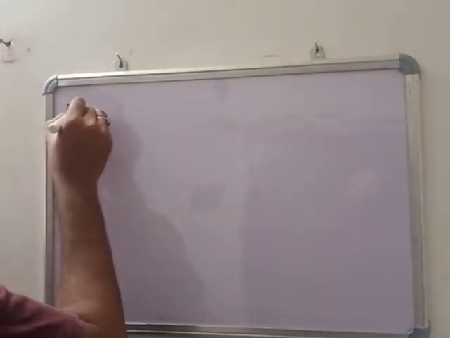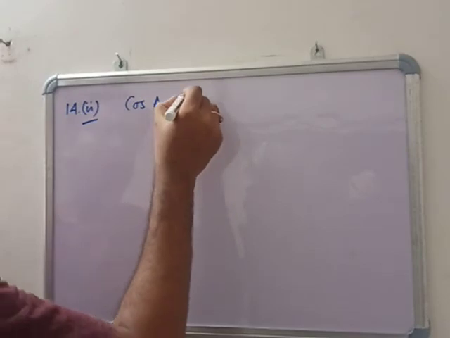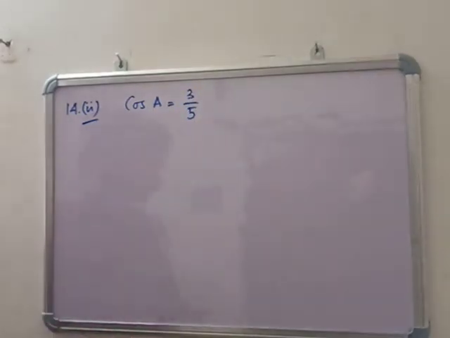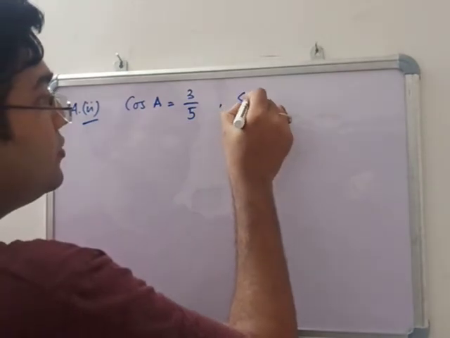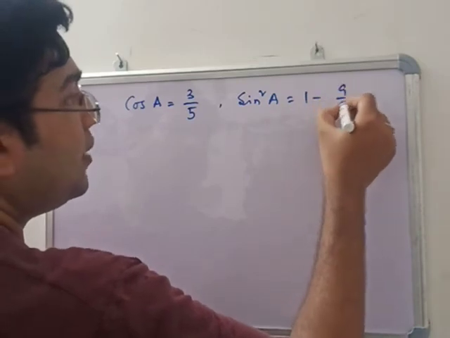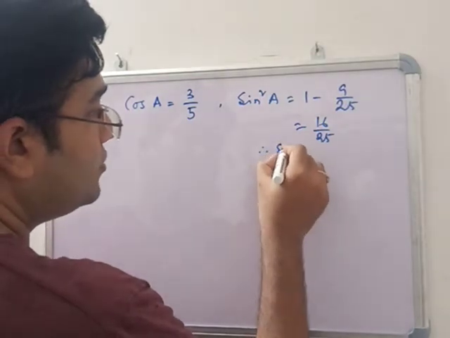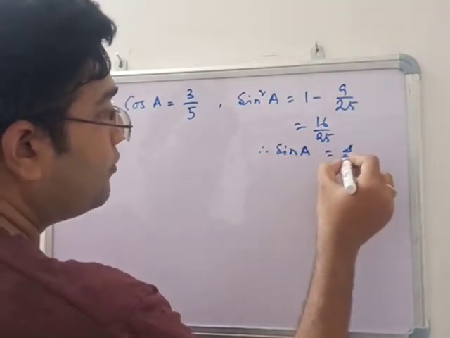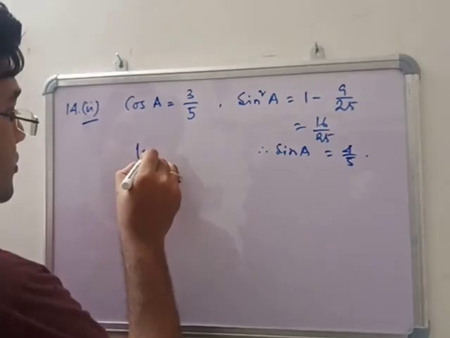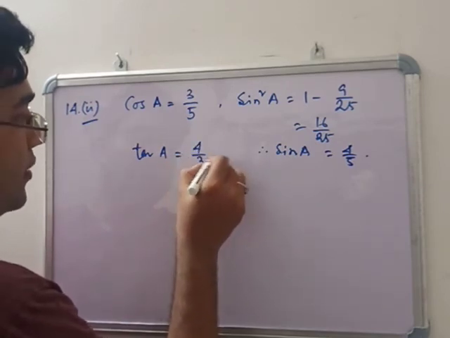Now in number 14.2, see that cos A equals 3 by 5 is given. So that means sin A equals root of 1 minus cos square A, that means 1 minus 9 by 25, 16 by 25. So sin A equals, we are taking the positive value, 4 by 5. So tan A equals sin by cos, that means 4 by 3.